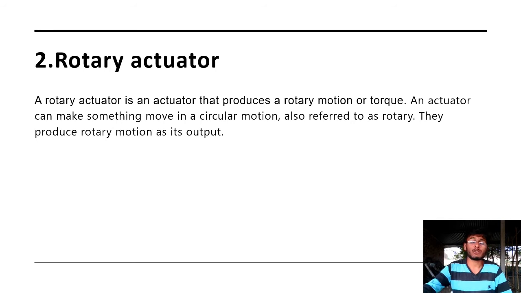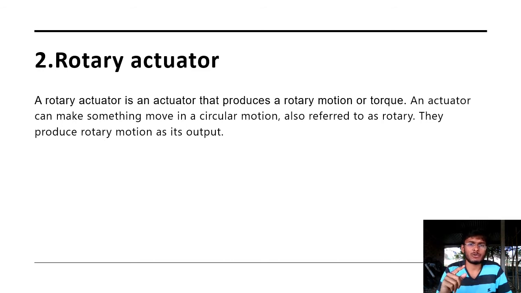So in a rotary actuator, you get an output in terms of rotary motion with the help of that source energy. We see already source energy: what is hydraulic, pneumatic, thermal, magnetic, electric? These are the sources of energy. With the help of that source of energy, we convert the motion into rotary motion.